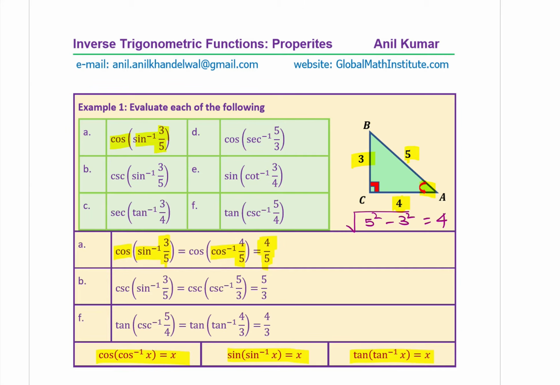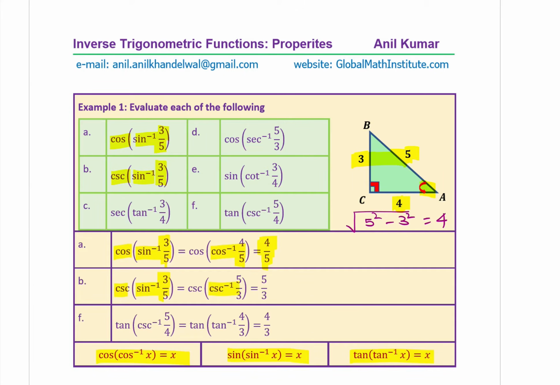Let's take one more: cosecant of sine inverse 3 over 5. So in this particular diagram, what is the cosecant function? Well, the cosecant function is 5 over 3, right? 5 over 3. So cosecant of sine inverse 3 over 5 is 5 over 3.